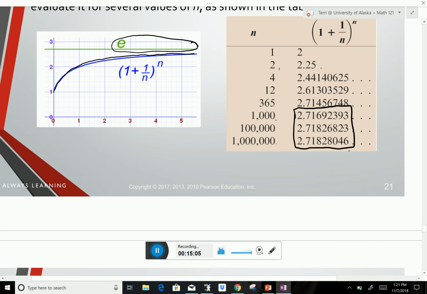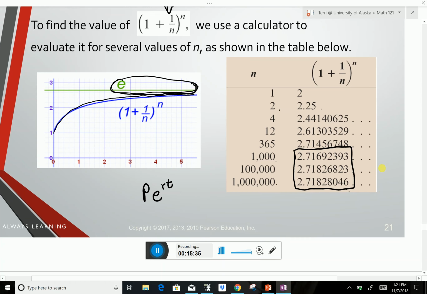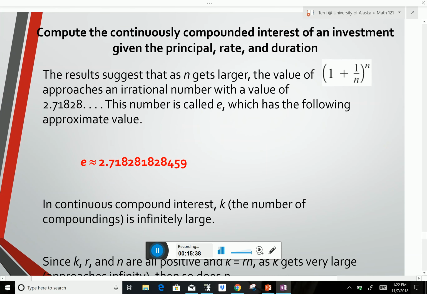So if I'm compounding continuously, that's what I'm trying to say, then what I'm really doing is just multiplying by e. I'm taking my principal times e to the rate times time. And that's it. That's where I get that number. So as n gets bigger and bigger, this whole thing gets closer and closer to e.